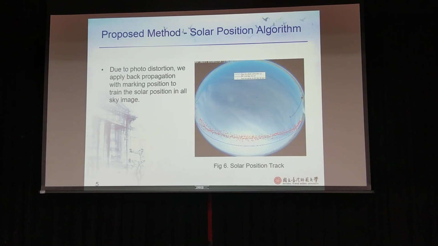And this is the first proposed method, the solar position algorithm. In the sky image, the problem of unknown curvature of the lens surface must be considered, and the coordinate of the sun center cannot be obtained directly by calculating the sun elevation angle. Therefore, we apply the backpropagation network as an optimal way to train the sun center position using this algorithm.